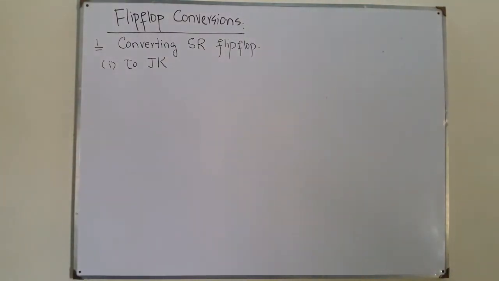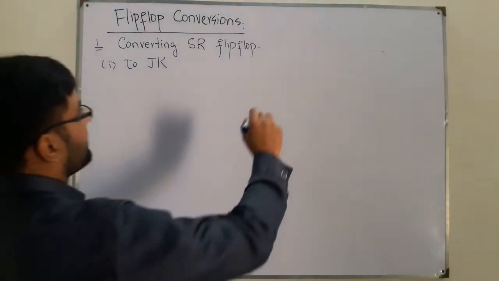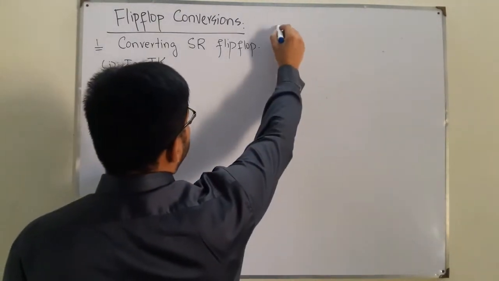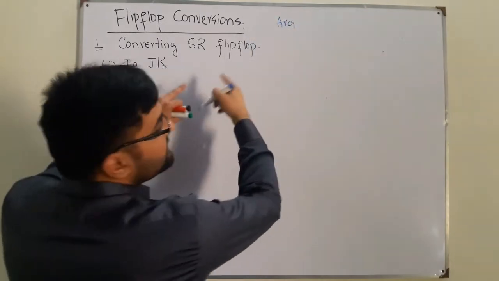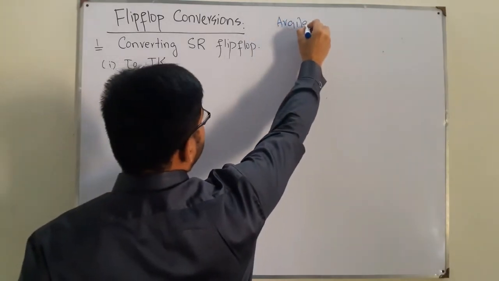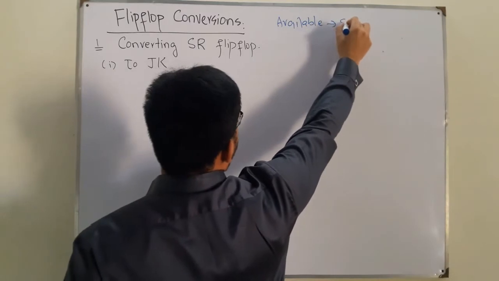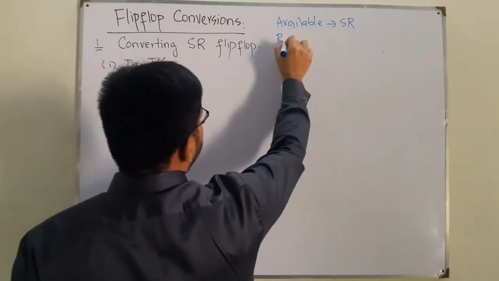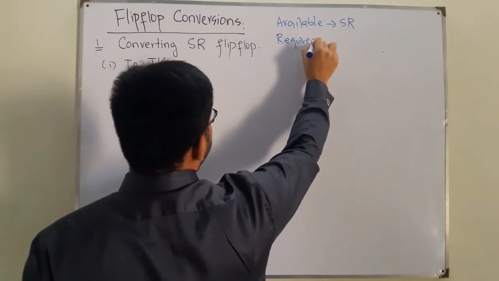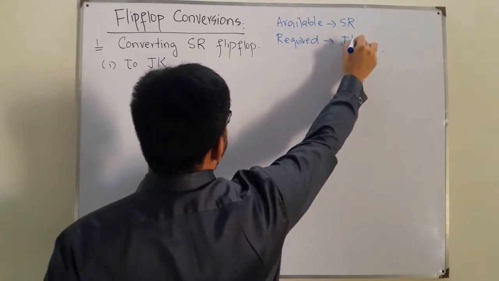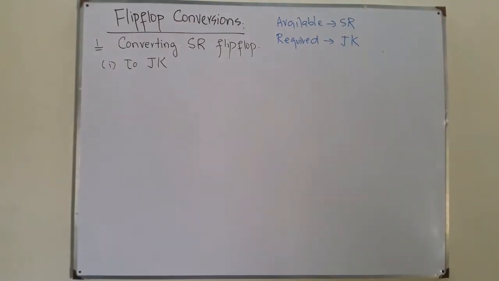Now from the steps, you have the available flip-flop. The available is SR, and the required is JK. Now, what to do next?